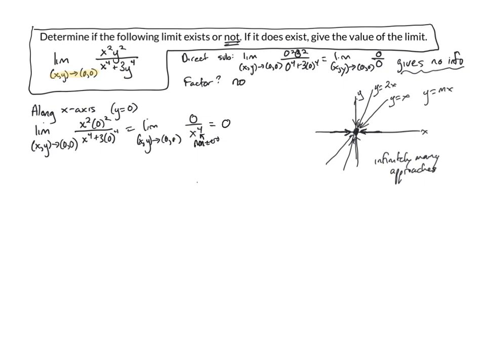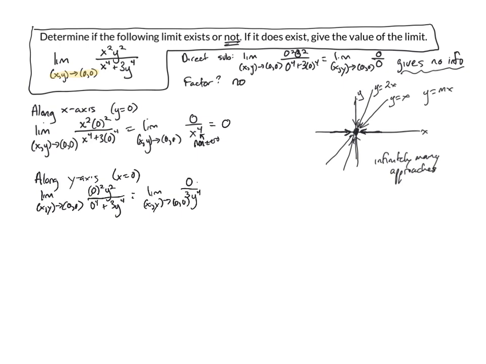We're going to see the same kind of thing as we approach along the y-axis. So that means x is 0. So now we do really the same thing. We're going to plug in 0 for x, and that ends up giving us the limit as x, y goes to 0, 0 of 0 over 3y to the 4th. And again, this is a non-zero in the denominator, so therefore it simplifies to 0.